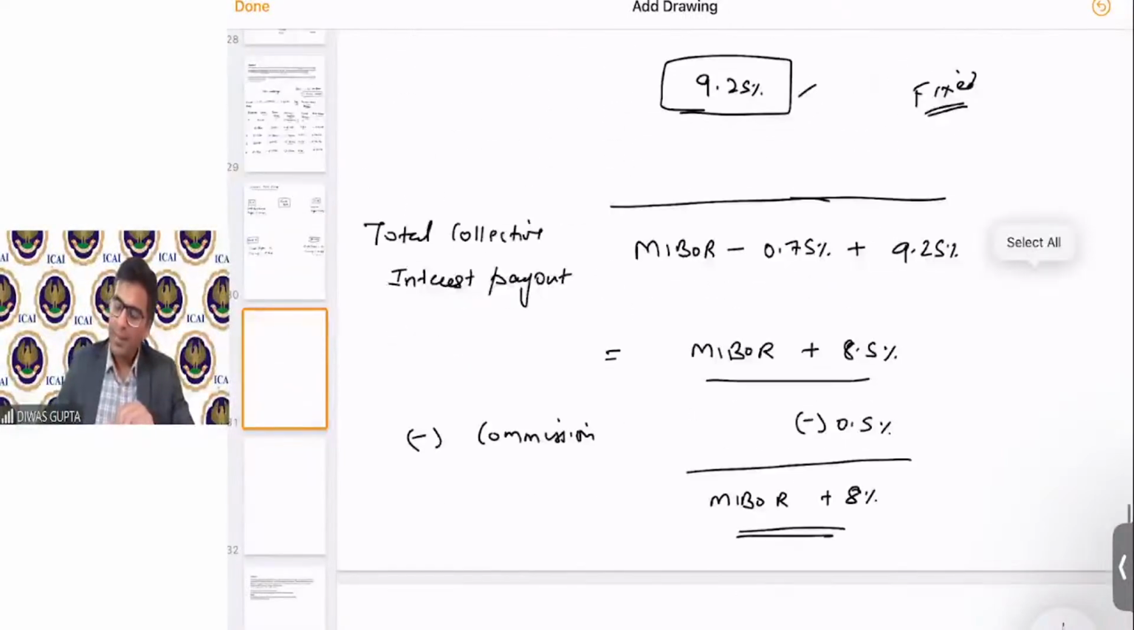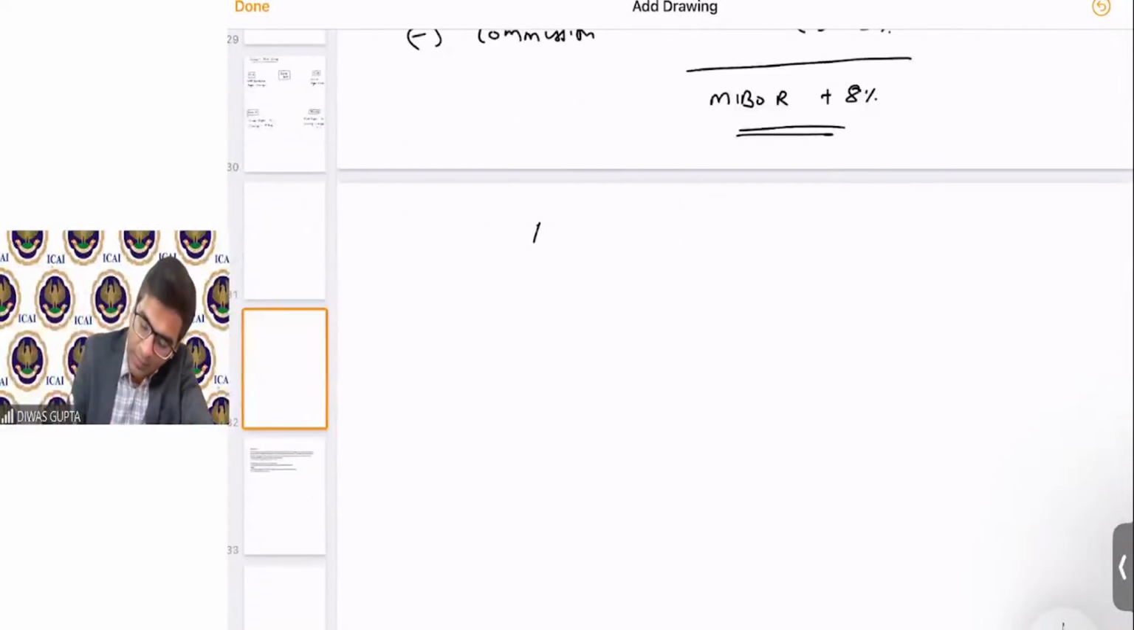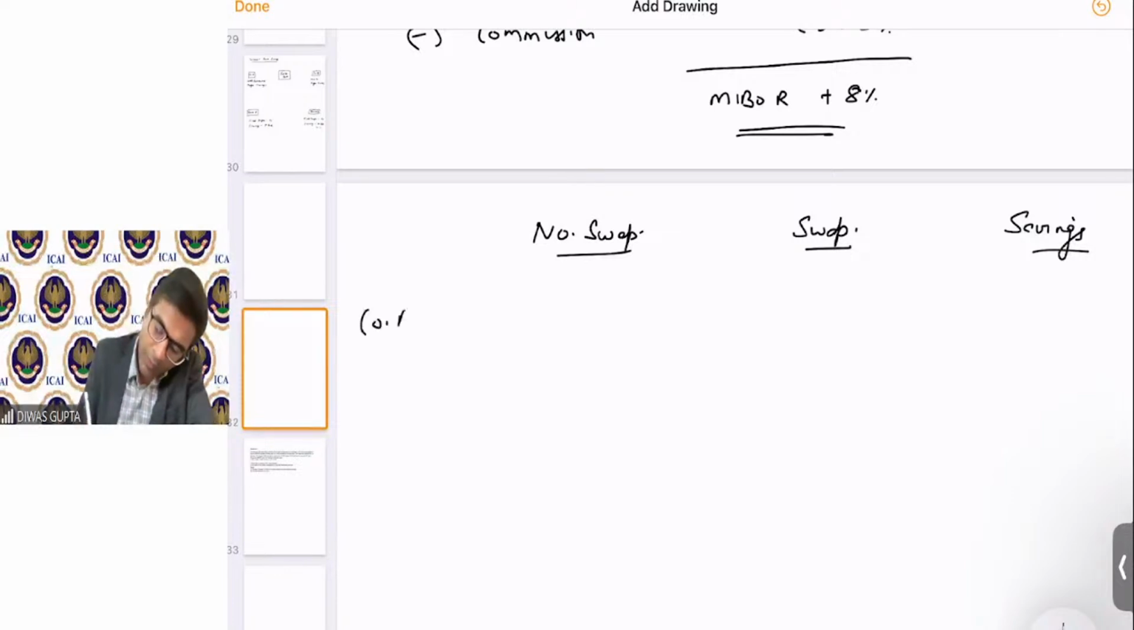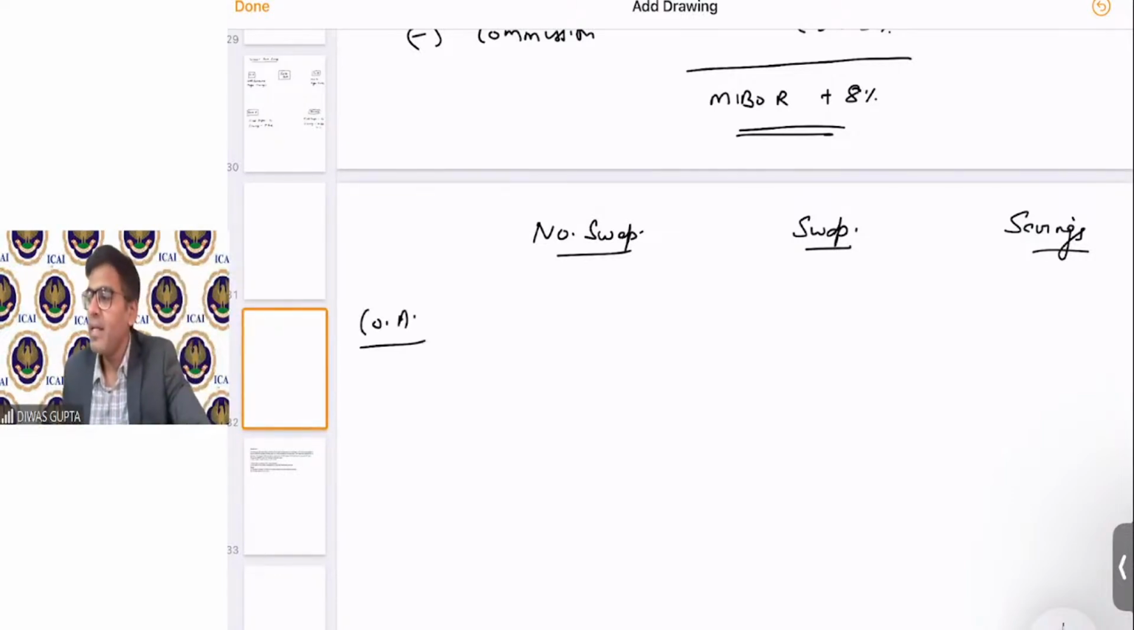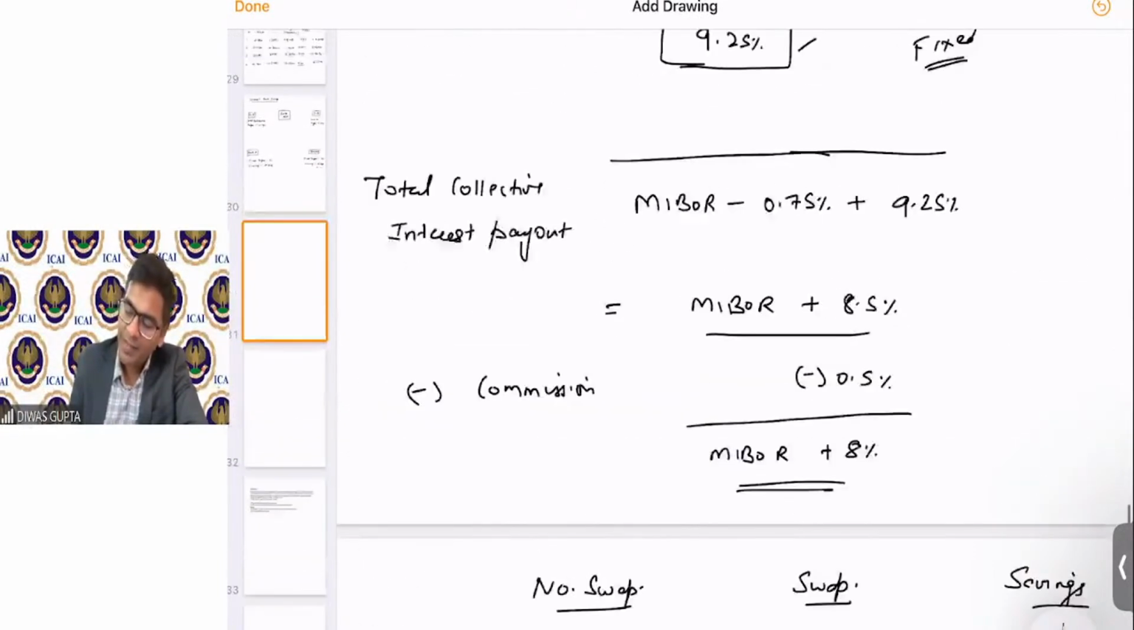Now, let's compare the before swap and after swap, no swap and swap borrowing cost. Had we done no swap, and here we have done swap, there is a savings. Let's talk about company A first. Had company A done no swap, company A would have borrowed at the floating rate of interest. So they would have ended up paying the MIBOR rate, correct? Under swap, what is their final outcome? MIBOR minus 0.75.